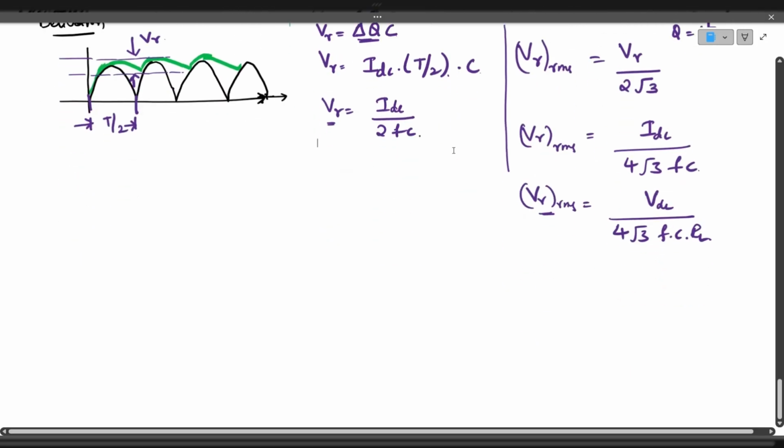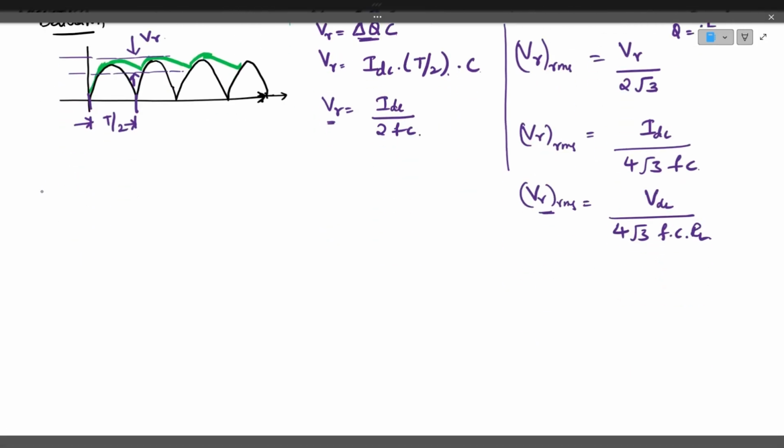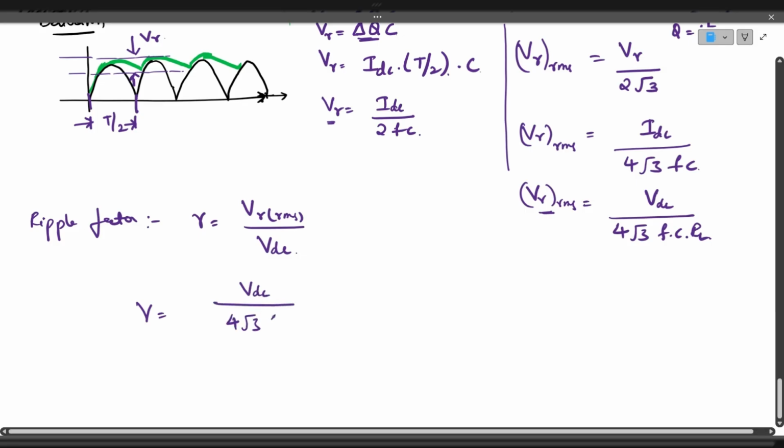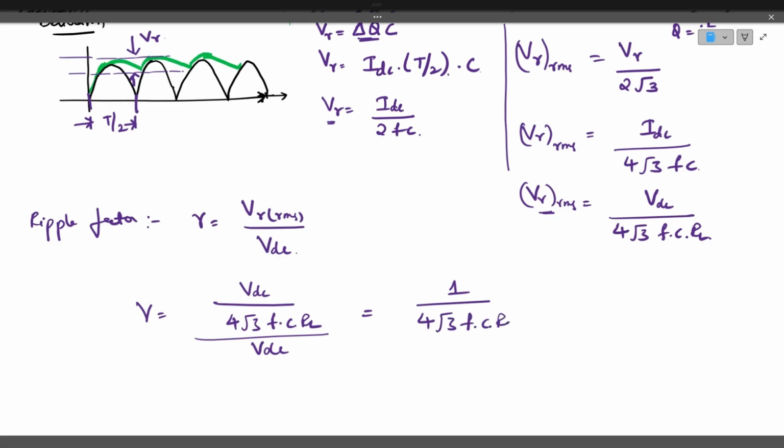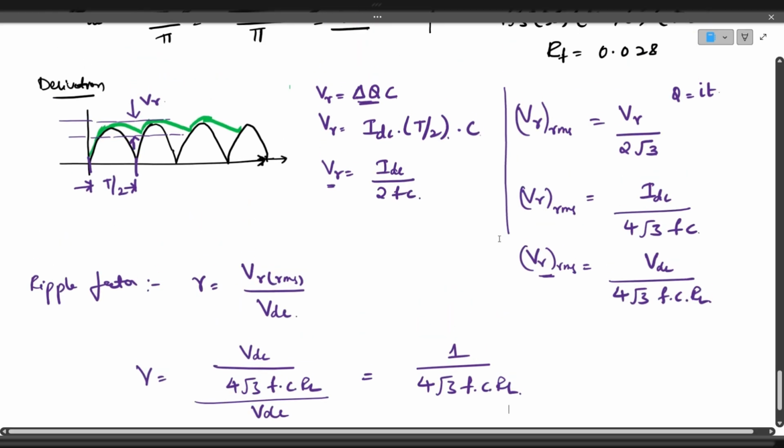So now the ripple factor. Ripple factor gamma is the ratio of the RMS value of the ripple divided by VDC. So the RMS value of the ripple is VDC divided by 4 root 3 F dot C dot RL, divided by VDC. So you will get 1 divided by 4 root 3 F dot C dot RL. This is the ripple factor of a full wave rectifier with a capacitor input filter.